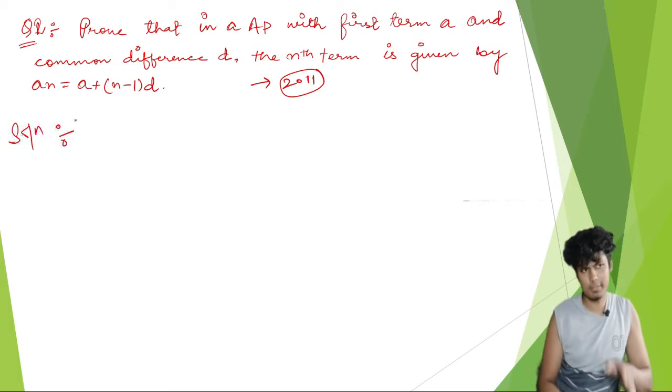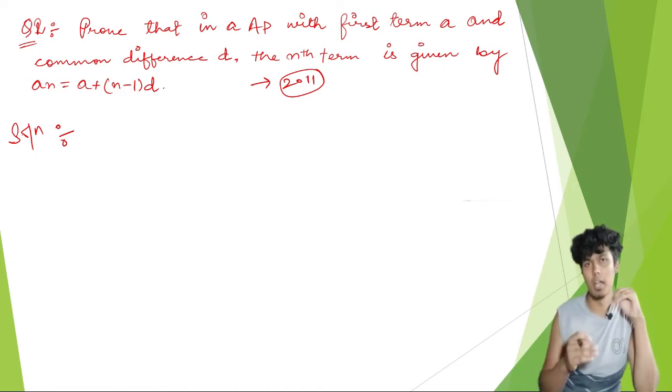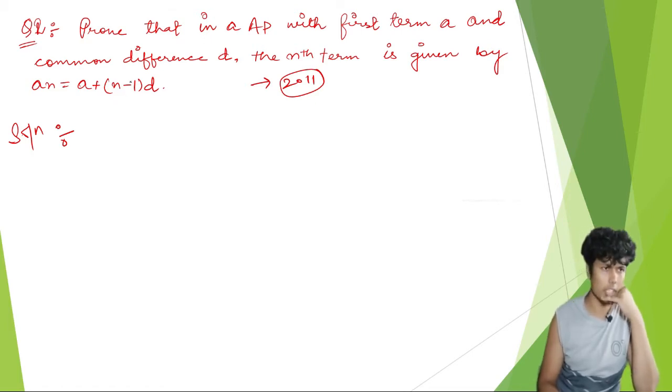What does the question say? We need to understand the question before doing any question. Prove that in an AP, there is an AP. You know what is an AP, right? Second term minus first term must be equal to third term minus second term. So prove that in an AP with first term a and common difference d, the nth term is given by a n equal to a plus n minus 1 d.